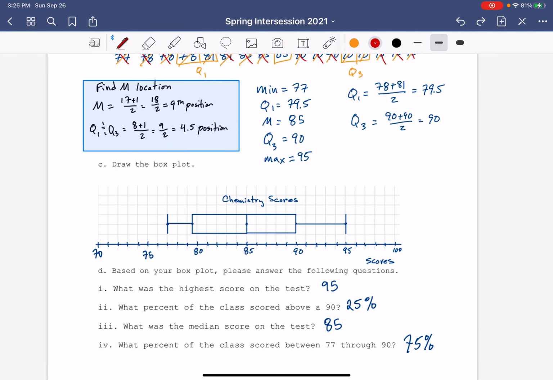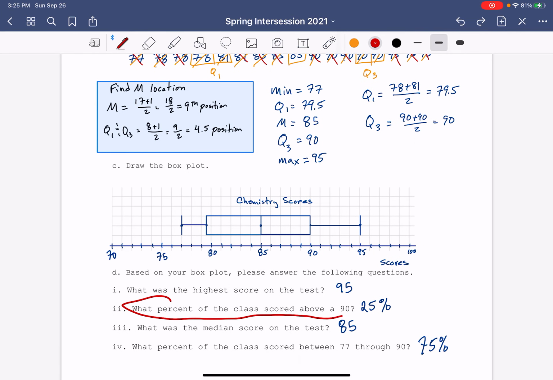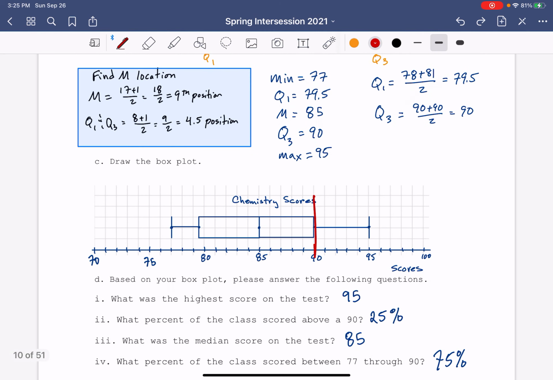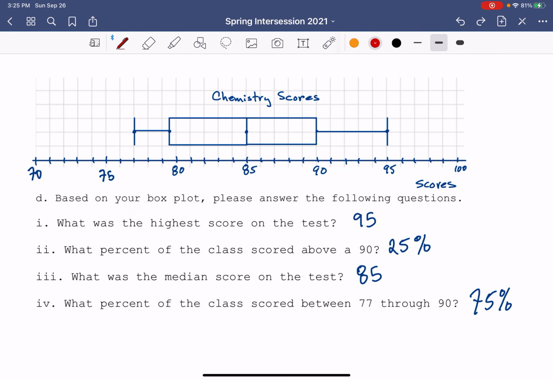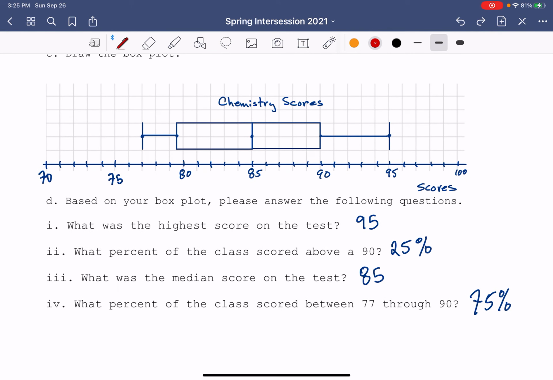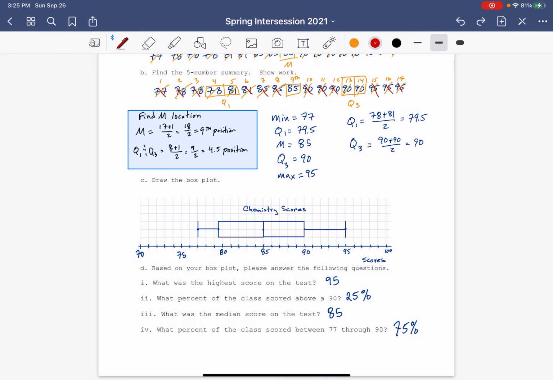So that's why, again, what percent scored above 90? Here's 90. 75% scored below 90. 25% scored above. So the answer is 25% of the class scored above 90. Okay. What was the median score on the test? Oh, 85. We have that. Well, the median, right?